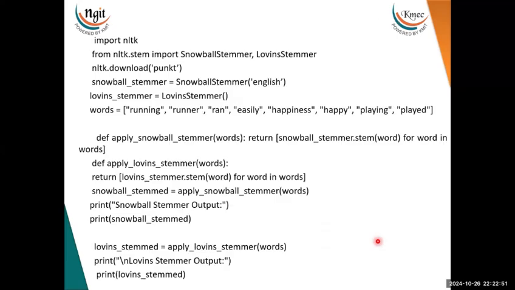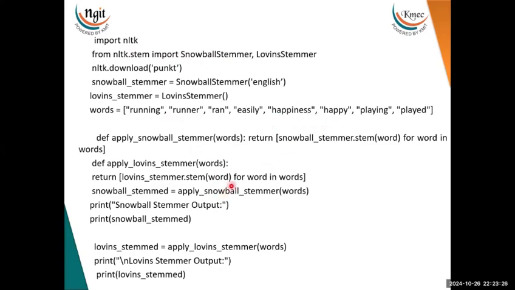So this is a sample code where you can see we are trying to implement the stemming here. Here we are importing the natural language toolkit NLTK library for our NLP tasks. And then we are importing the Snowball stemmer and the Lancaster stemmer for stemming functionality. And we are then giving sample input words on which the stemming has to be performed. And these are the sample input words.